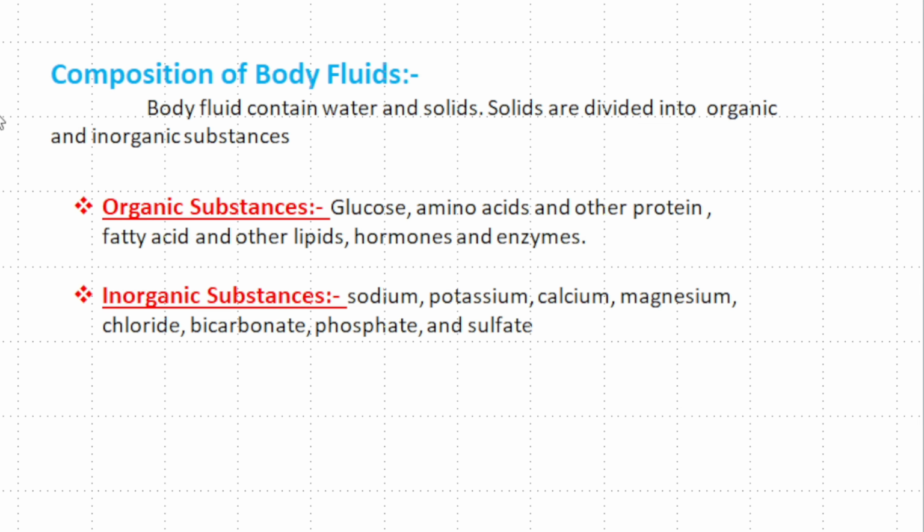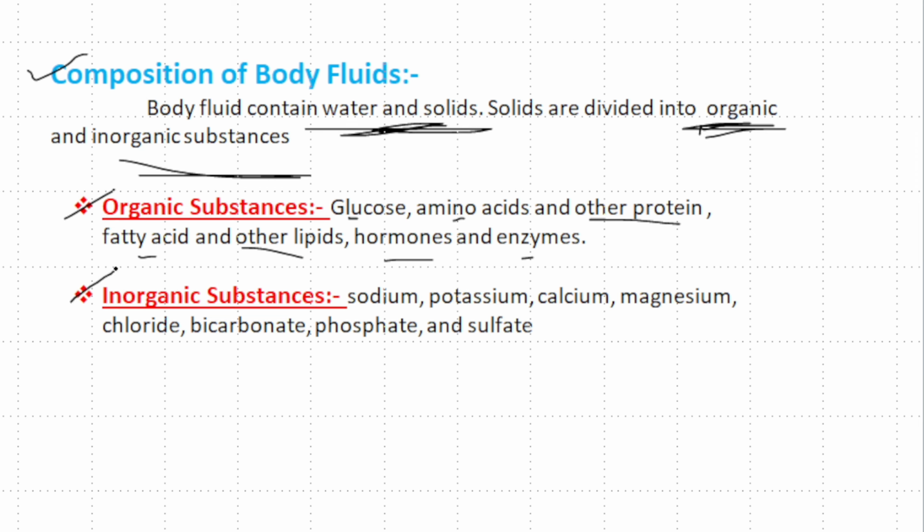Then there is the composition of body fluid. Body fluid mainly consists of water and solids. Solids are divided into organic and inorganic substances. Organic substances include glucose, amino acids and other proteins, fatty acids and other lipids, hormones and enzymes. Inorganic substances are sodium, potassium, calcium, magnesium, chloride, bicarbonate, phosphate and sulfate.